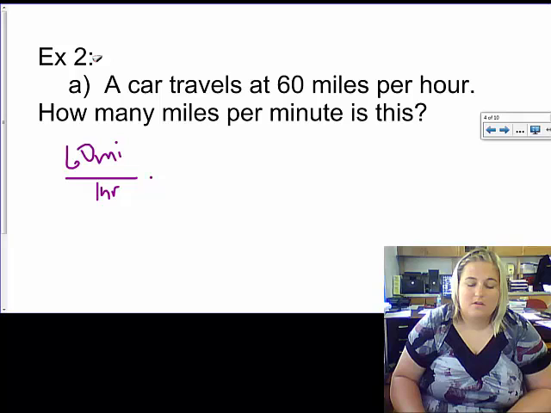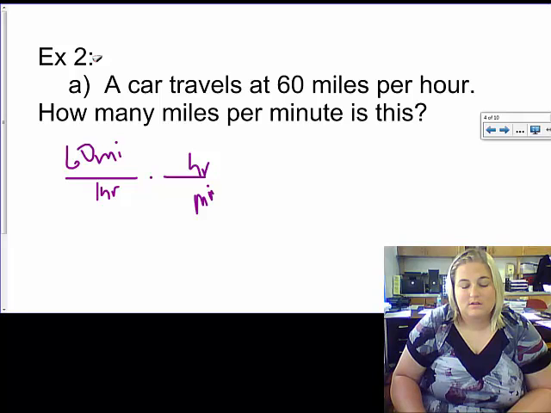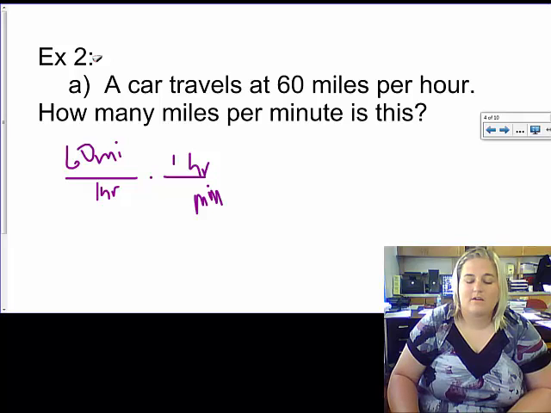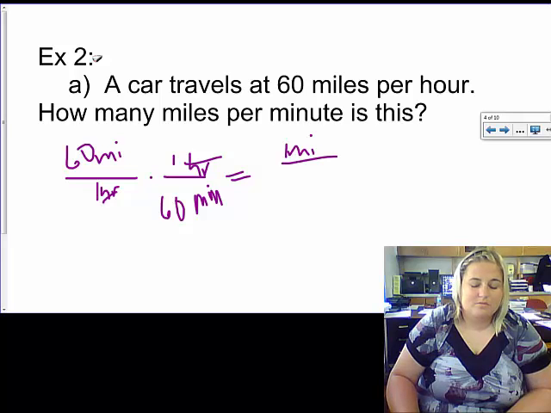We know that we're going to have to multiply. And we want to cancel hours, so hours goes in the top. Minutes goes in the bottom. Okay, so my equivalency is 1 hour is 60 minutes. So hours and hours cancel, and then I'm left with 60 miles per 60 minutes, which is just 1 mile per minute.